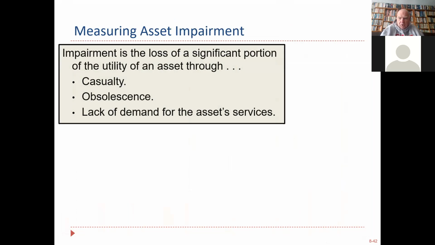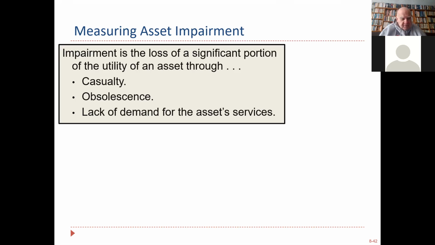Asset impairment. There's a lot to this chapter, huh? Asset impairment. If the asset is broken or it no longer does what you expected it to, it has lost some value. It can happen through casualty. Somebody drove a forklift into the side of this thing and ruined it. Or the asset is fine, but it's making a product that nobody buys anymore. You have an asset sitting there, it's not providing any value. You got to look at that. And it's the same thing, lack of demand for the asset's services.